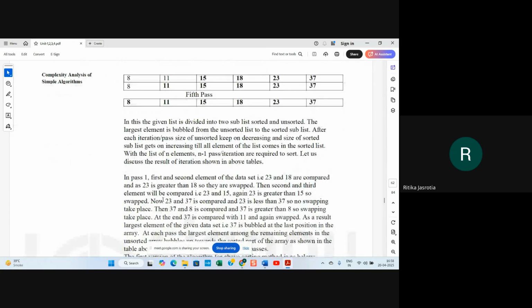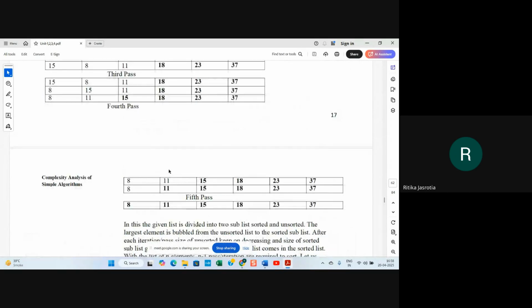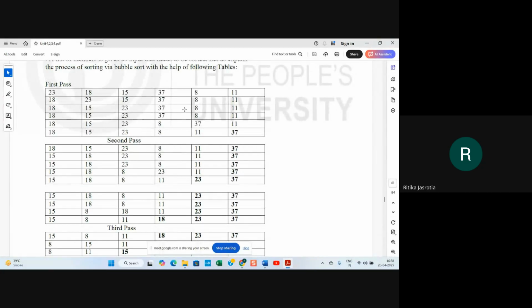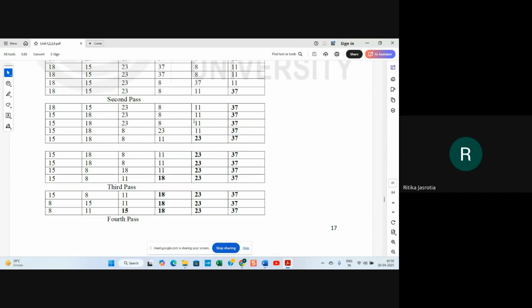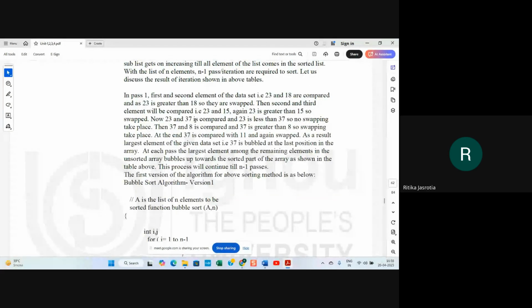In this, the given list is divided into two sublists, sorted and unsorted. The largest element is bubbled from the unsorted list to the sorted sublist. After each iteration or pass, the size of the unsorted list keeps on decreasing, and the size of the sorted sublist keeps on increasing, till all the elements of the list come into the sorted list. With a list of n elements, n minus 1 pass iterations are required to sort. So they are saying that you will keep two lists. One is the unsorted list, the other is the list where you keep on bubbling up and shifting your elements.